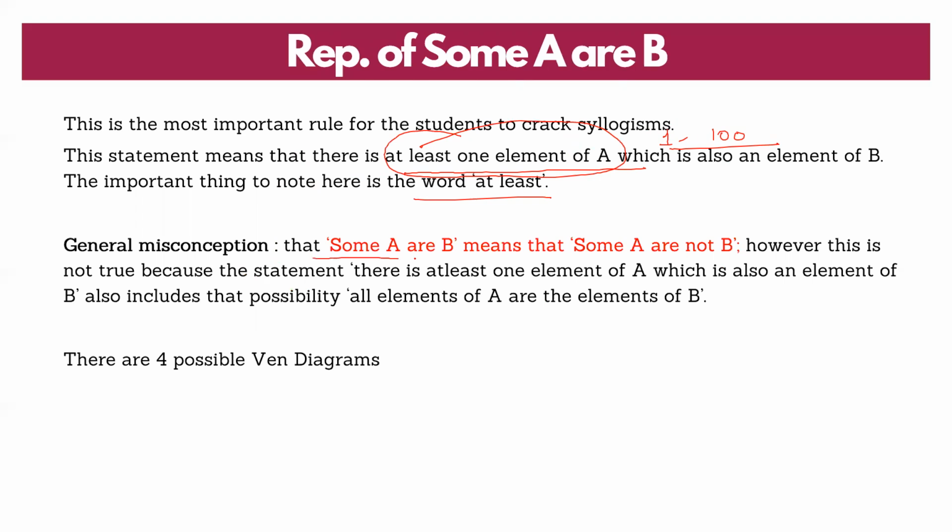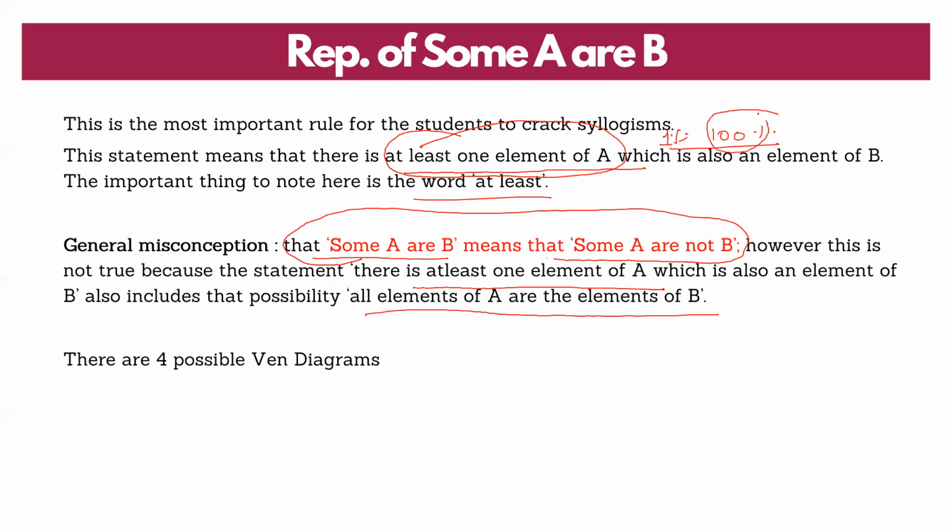Now, a general misconception: some A are B means that some A are not B. This is a general misconception. Once again, I am saying this. However, this is not true, because the statement there is at least one element of A which is also an element of B also includes the possibility that all elements of A are elements of B. What is the meaning of some that I have told you? Some means from 1% to 100%, anything.